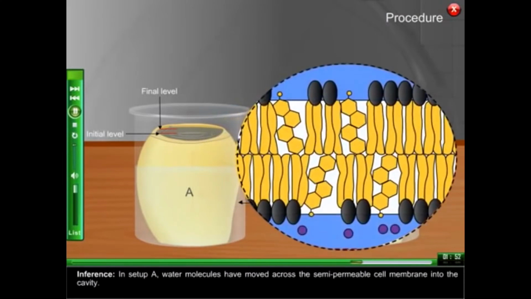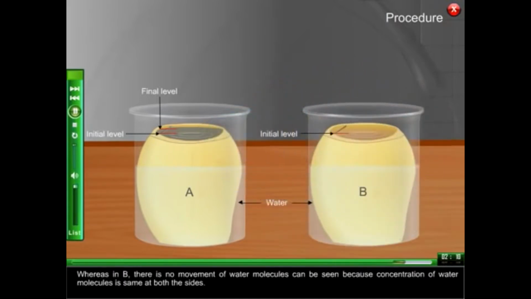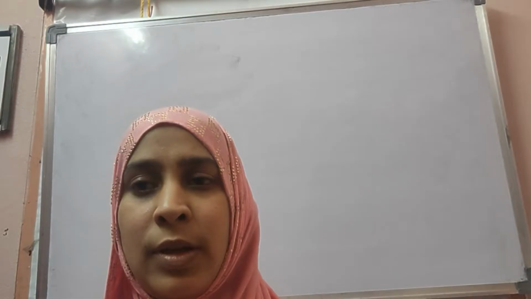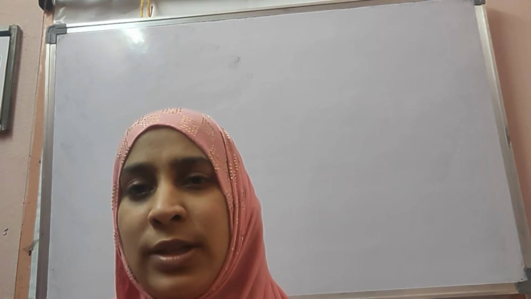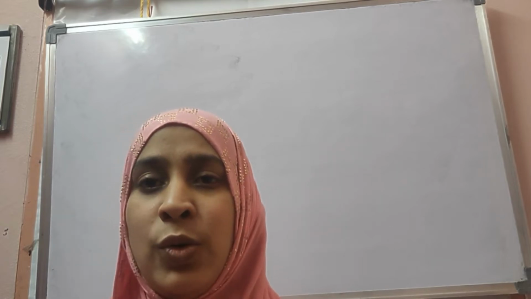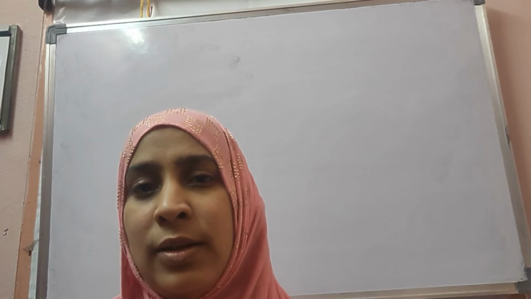Inference: in setup A, water molecules have moved across the semi-permeable cell membrane into the cavity. Whereas in B, no movement of water molecules can be seen because the concentration of water molecules is the same on both sides. And finally, let's move on to the third experiment, related to osmosis in the egg.